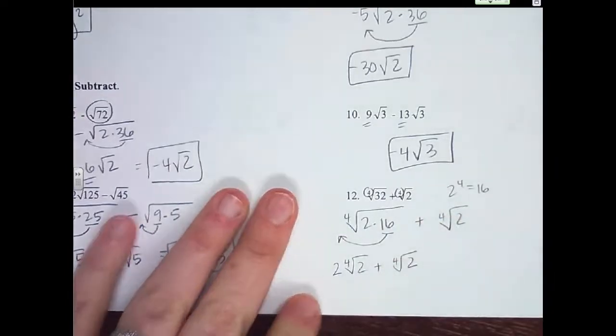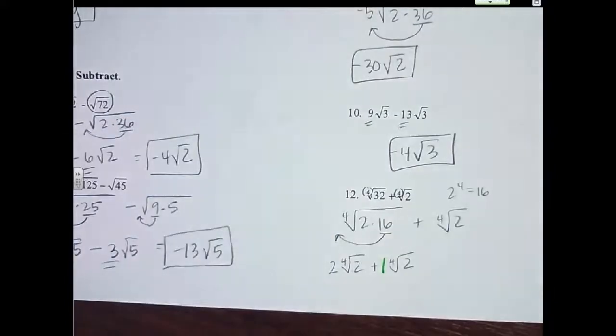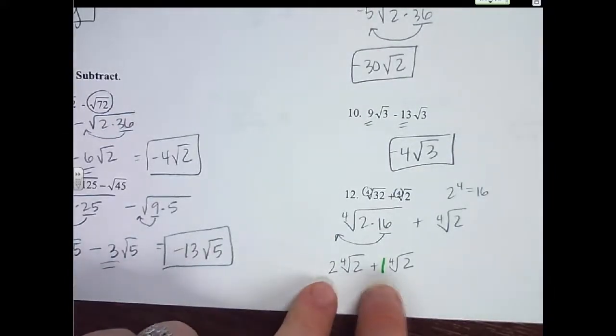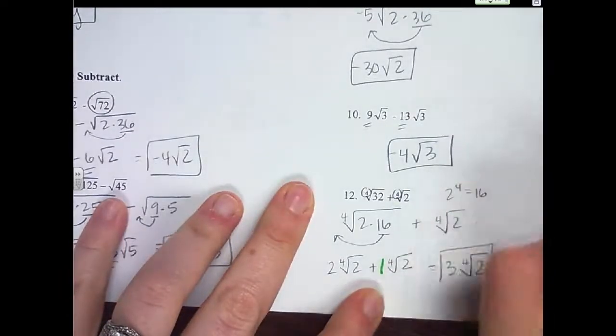Now, I know that some people get confused on this one. Remember, there's a 1 right here in front. So when I add this, I'm going to do 2 plus 1 is 3. And then I just leave the fourth root of 2.